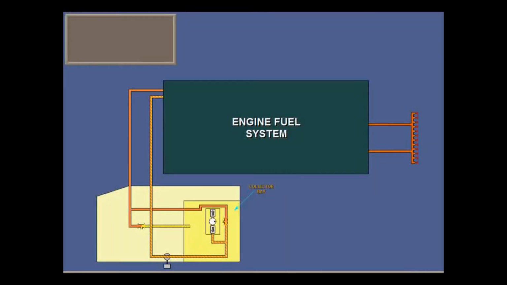In this first lesson describing the subsystems of the power plant, we'll look at the engine fuel system. It supplies fuel at the correct pressure and rate of flow to the fuel nozzles under all operating conditions.